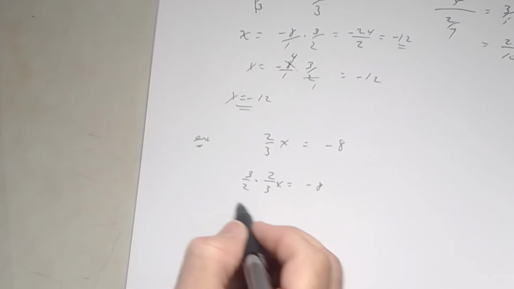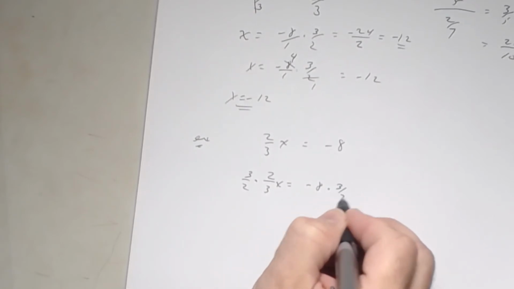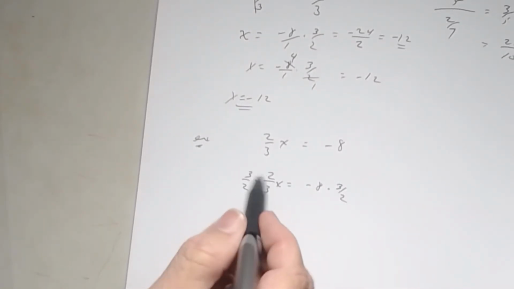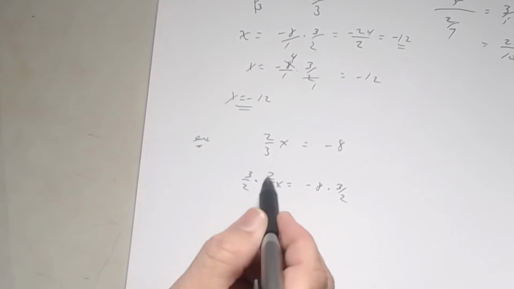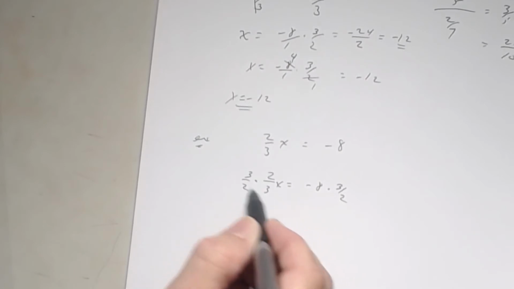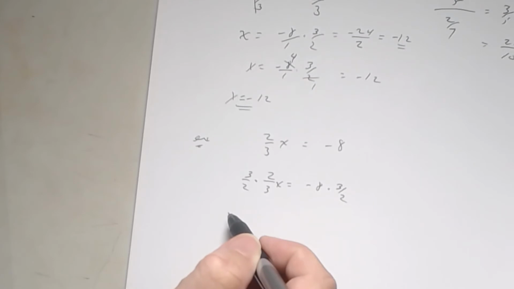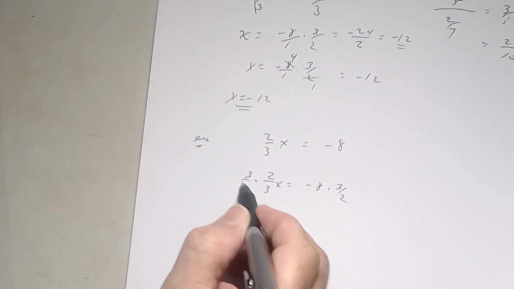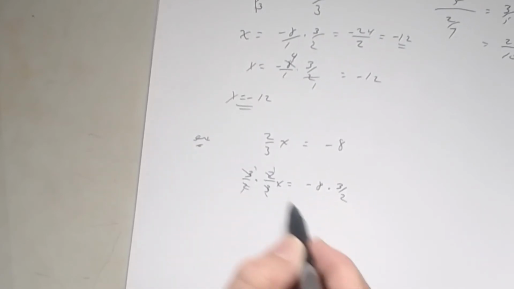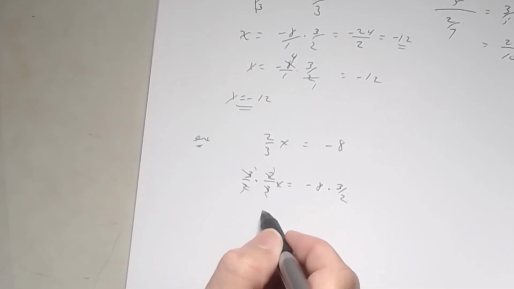But what I do to one side, I have to do to what? The other. All right, and then look, what's 3 times 2? And what's 2 times 3? And what's 6/6? 1. So remember, these divide out, and you're just left with 1x, which is what?